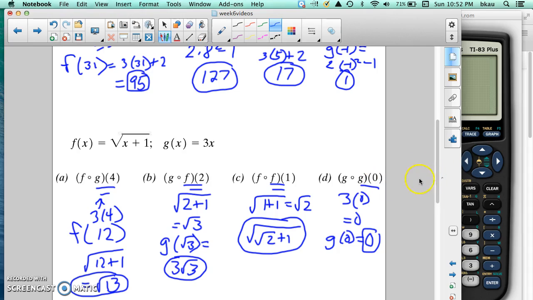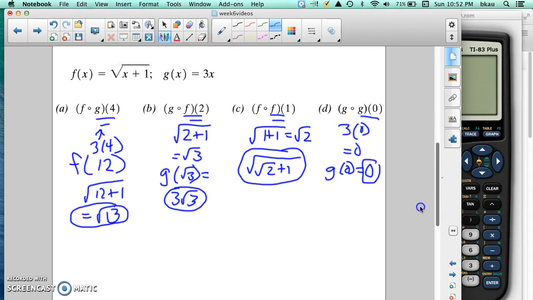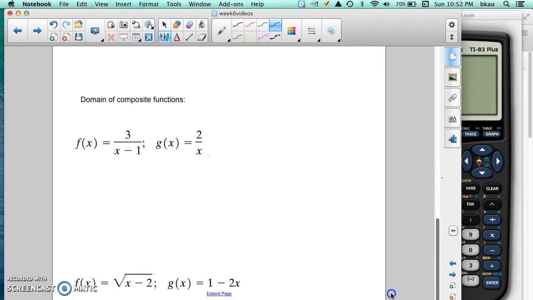All right. So that's how we evaluate. We do it the same way as we do the graphs, except we're not looking for the points in there. We're plugging in the values into the equations in order to find our numerical values. Now, the second and last part of this is the domain of composite functions.